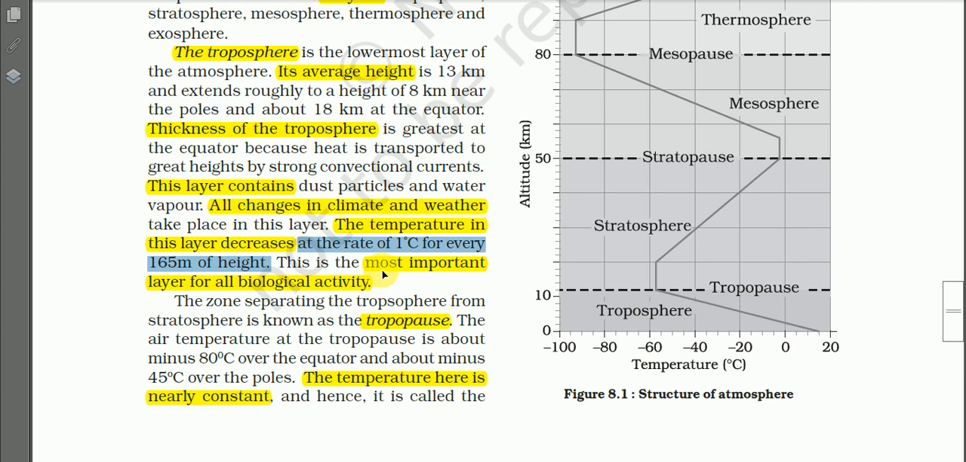And this is the most important layer for all biological activity, since rainfall, snowfall, all the types of precipitation and other weather phenomena occur in this layer. So this is the most important layer for all biological activity.